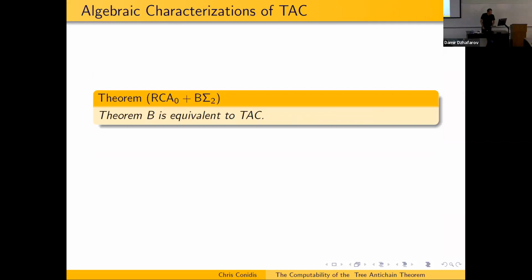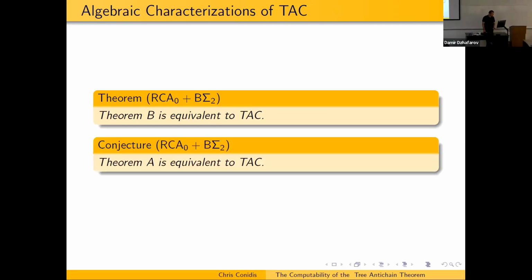All right, and it turns out that over RCA naught plus B sigma 2, theorem B is equivalent to this combinatorial tree anti-chain theorem. So theorem B is sort of an algebraic reformulation of the tree anti-chain theorem over B sigma 2. I conjecture that theorem A also has this property, but it's not as obvious for theorem A. Remember, theorem B talks about uniform co-primeness, whereas theorem A just has general co-primeness.